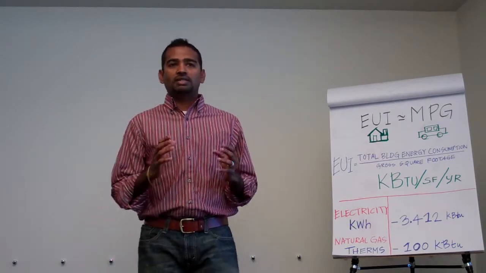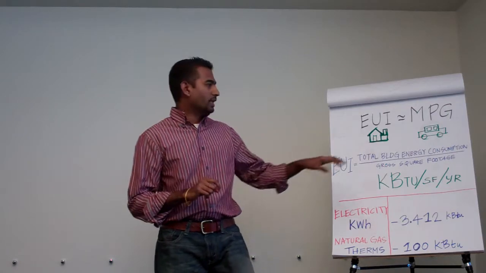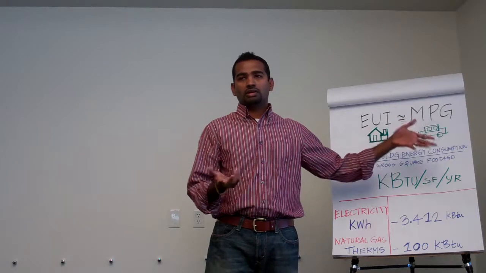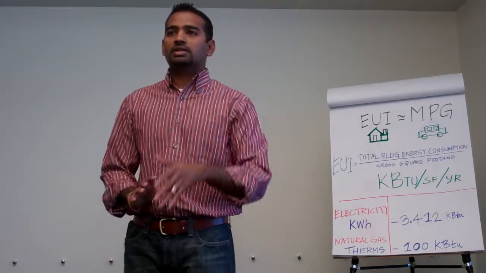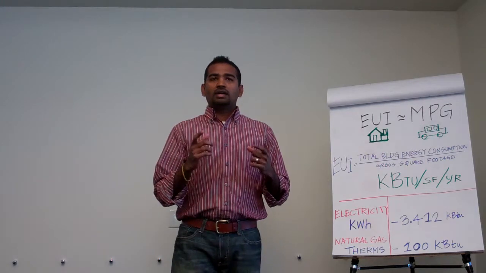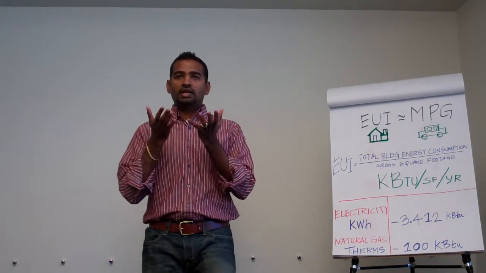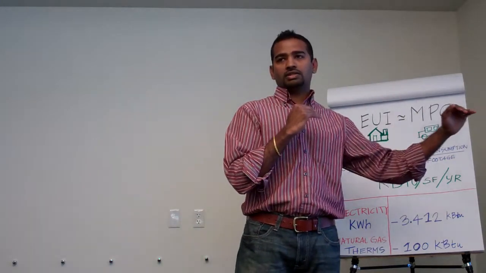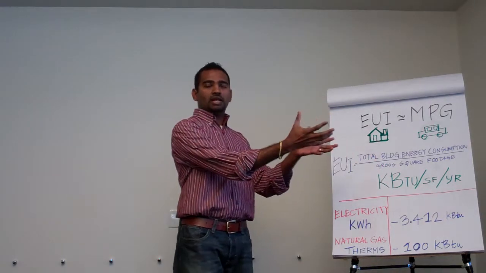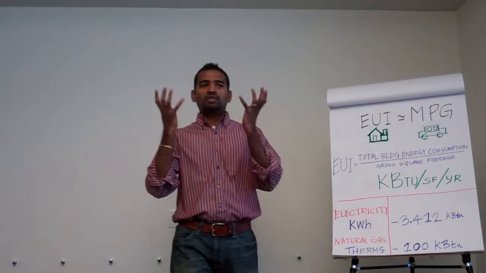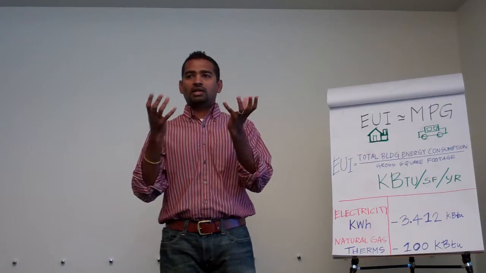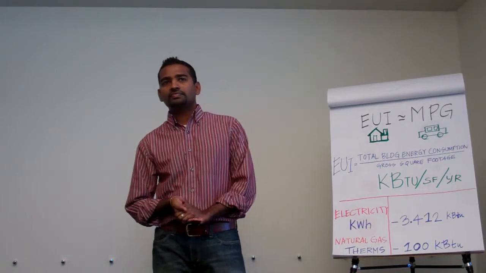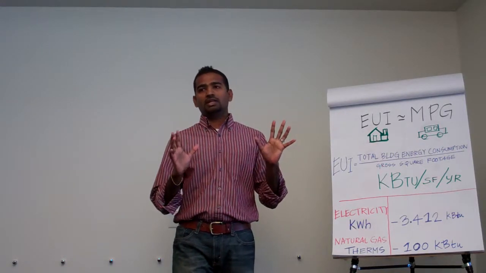The simplest way to understand EUI is to use the analogy on cars. Miles per gallon is a common term that we all know, right? We look at the sticker price and the stickers on the car. It's the amount of energy input required for the car to run a certain number of miles, correct? We take that same analogy and apply it to buildings. It's the amount of energy required as an input to run the building for a certain number of hours, correct? So that's the easiest way to understand EUI.